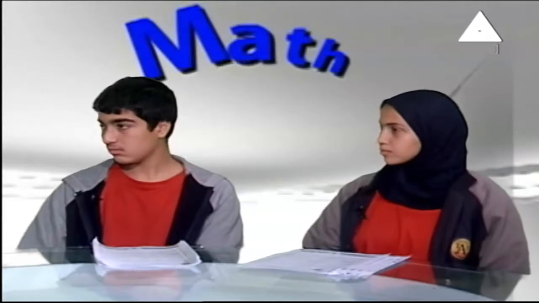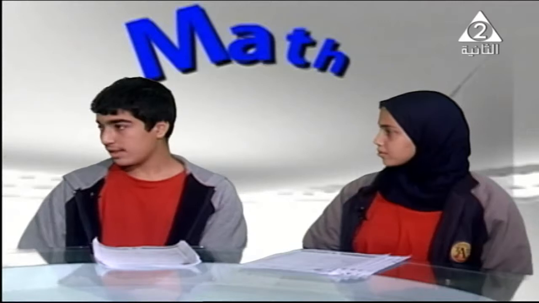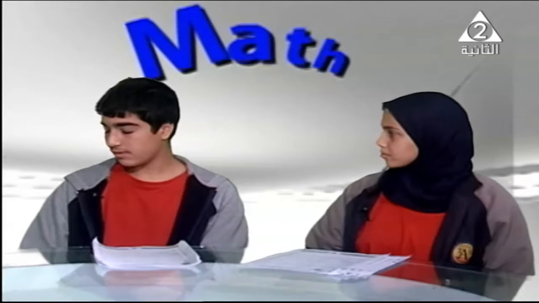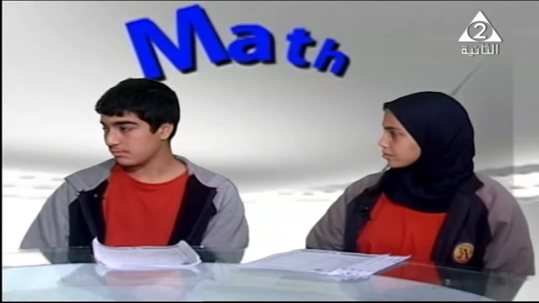Then, Yusuf, what is the degree of the constant function? Zero degree. Why zero degree, Yusuf? Because the highest power of x, there is no x, so there is no degree. It is zero degree because the highest power of the variable x is 0. So x to the power 0 equals 1. Any number to the power 0 equals 1.